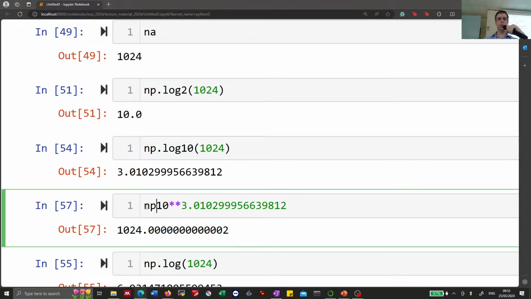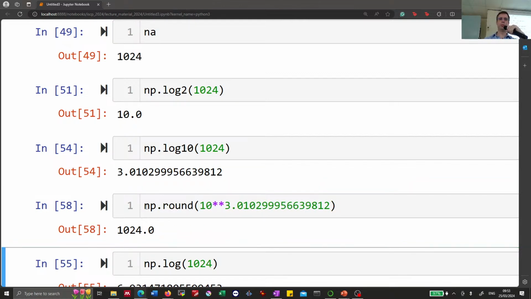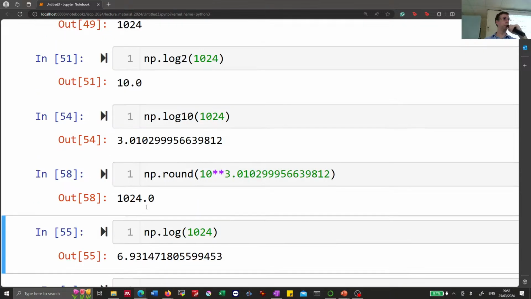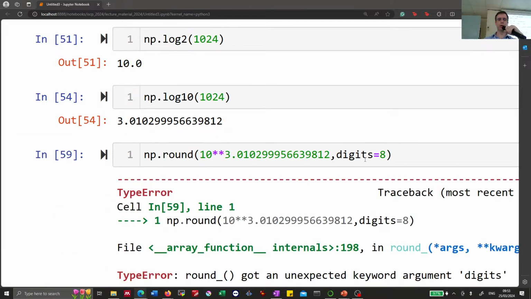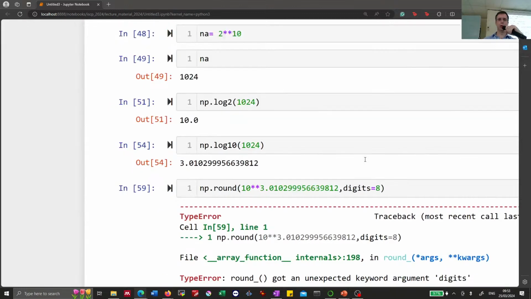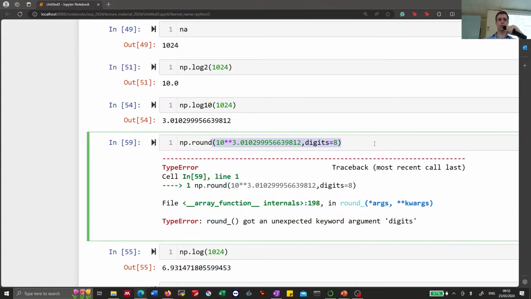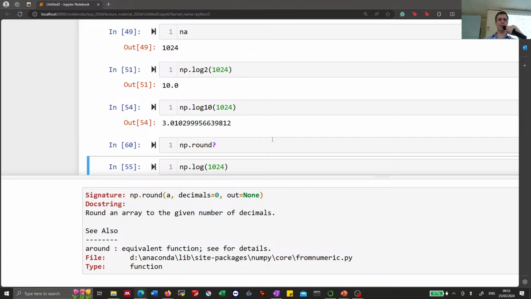If I don't want the rounding error, I say numpy round. So far, so good. If I want a few more digits, I say decimals. Normally 8 is a good number of decimals for intermediate results. Numpy around, let's check. Decimals, right.